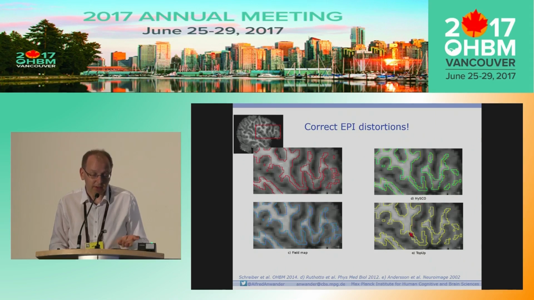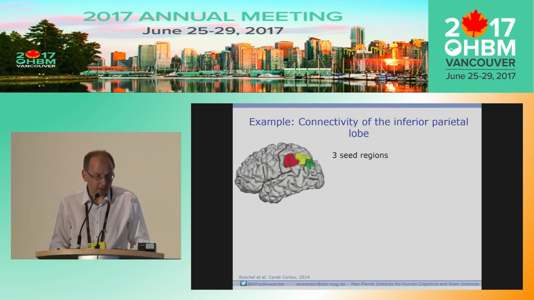But still it's not 100% safe. So take care if you do it, and you might also make some errors doing this correction, so it's not so simple.